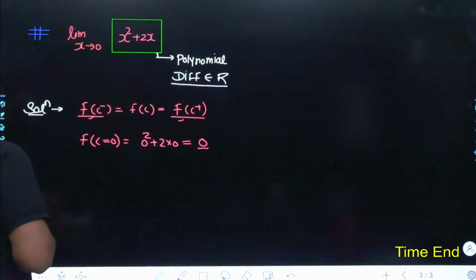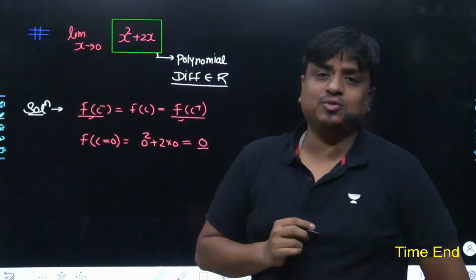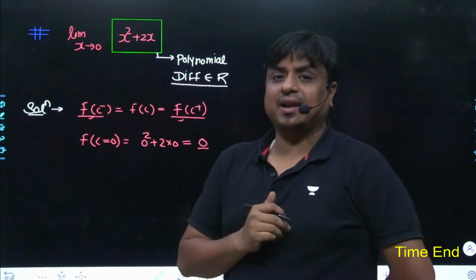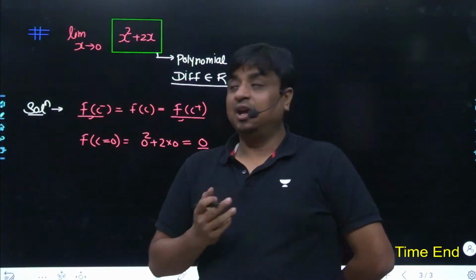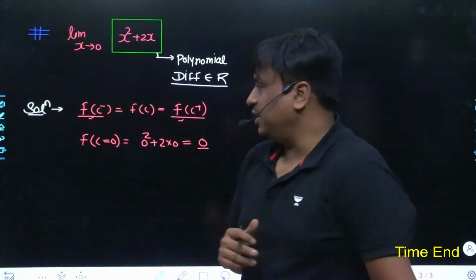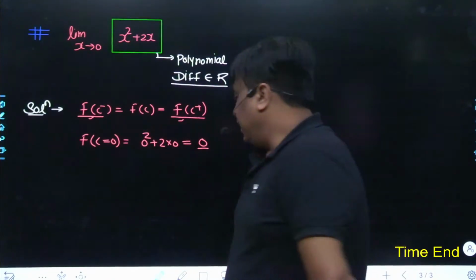If somebody were to ask what the worth of limit x tends to 0 of x square plus 2x is, rather than calculating the left hand limit or the right hand limit, you had straight away calculated the value of the function at x equals 0. Obviously, with such a minimal amount of effort, the answer is simply going to be 0.